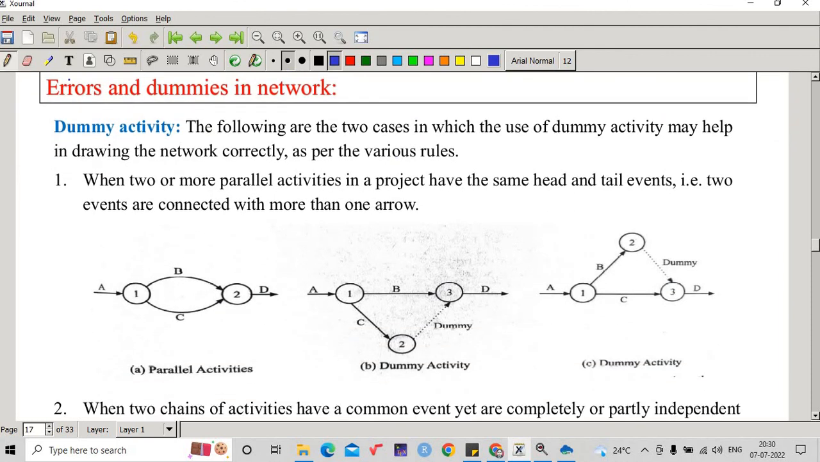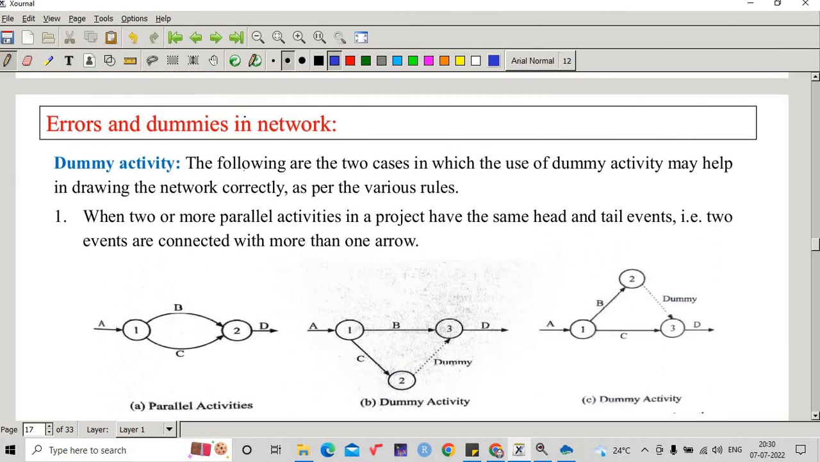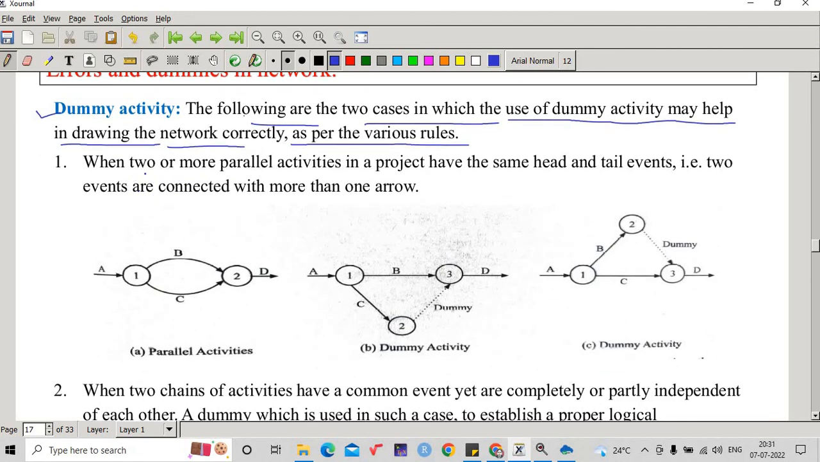Then we come to the errors and dummies in the network. So the faults we have seen should not be there in network analysis. But in network analysis, some errors and dummy activities can be included. The following are two cases in which the use of a dummy activity may help in drawing the network correctly as per the various rules. Number 1, when two or more parallel activities in a project have the same head and tail events.